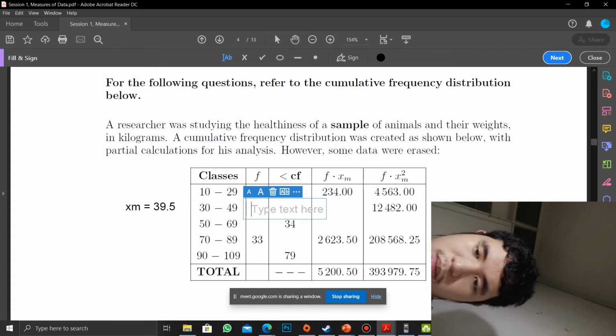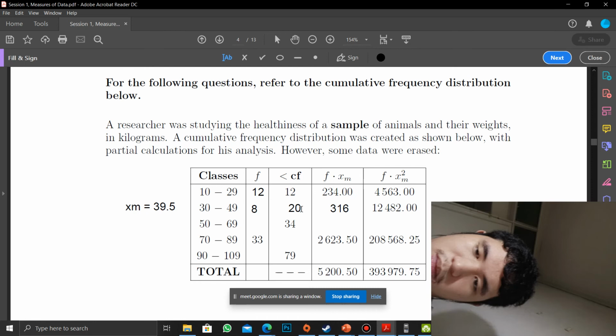12,482 divided by 39.5 squared, no? 39.5 squared. We get 8. There we go. Next, CF. 12 plus 8, 20, na. Di ba? F times XM. 8 times 39.5. 316.